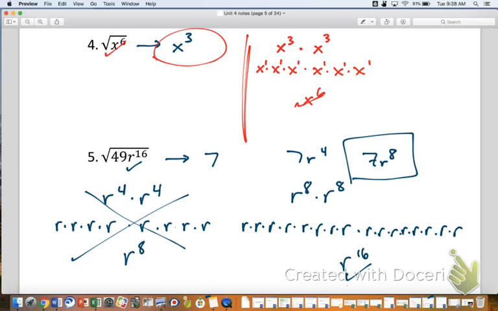Does that make sense? I'm trying to help you with kind of the back way of checking it to help you understand how it's supposed to work out. We'll do a lot more work with this tomorrow.